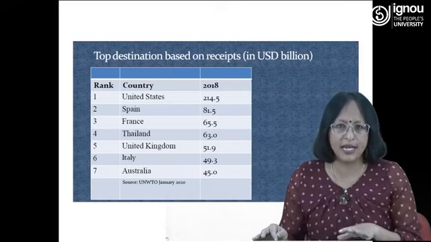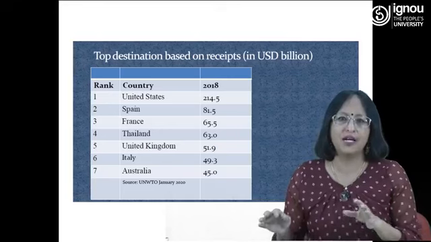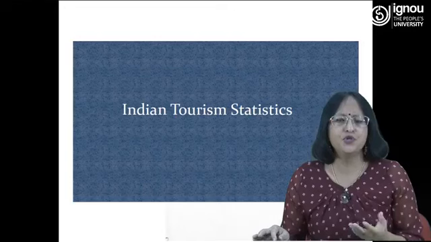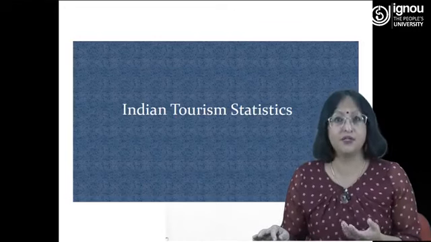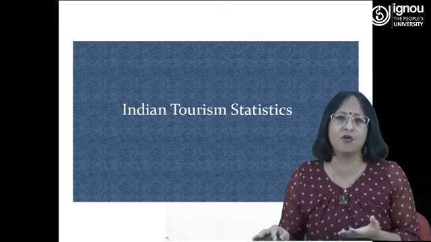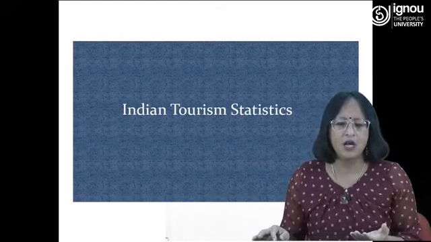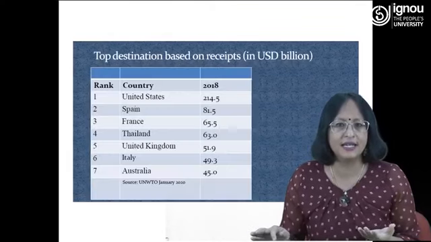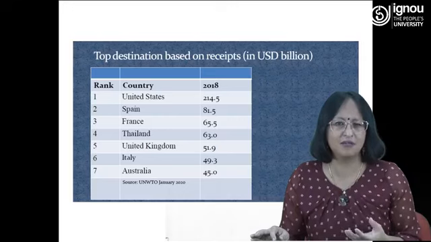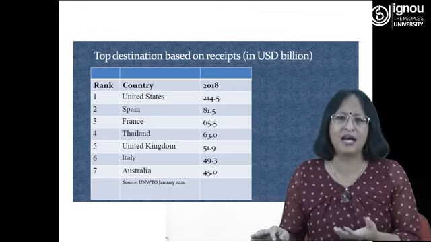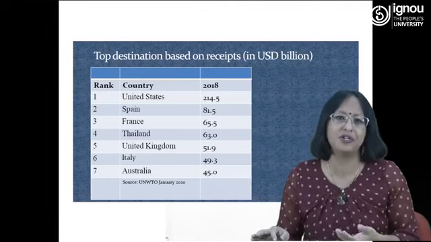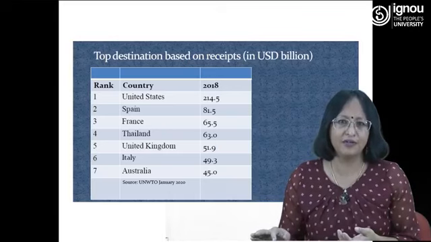What I am trying to say is we need to take into account both the arrival statistics as well as the receipt statistics, because usually we tend to take only the tourist arrivals. We think, so many tourists are coming, so they must be earning a lot of revenue. It is not that. The ground reality is different. If you look at the slide again, Thailand is a very small country compared to India, which is more than six times larger, but in terms of revenue generation it is already in the 4th rank in the world.